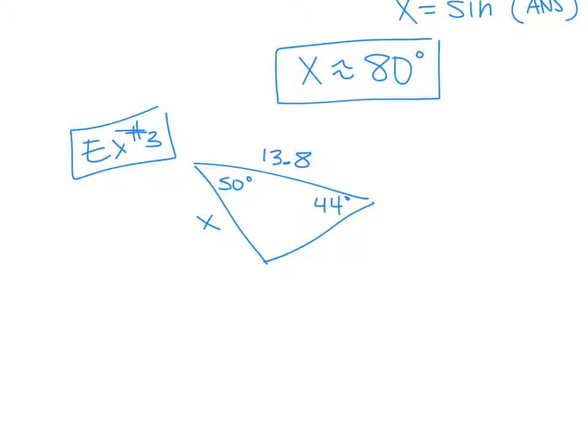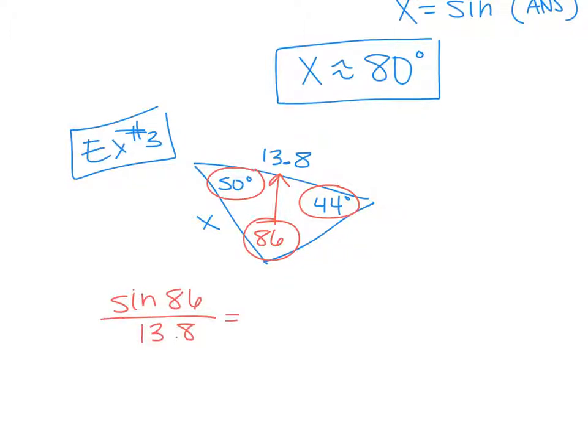Right. So if it doesn't look like law of sines is going to work, you have two of the three angles. So you're just going to go 180 minus 50 minus 44 is 86. Okay, so find the missing angle. And now you have enough information. So 86 and 13.8, so it would be sine 86 over 13.8 equals, and then which angle are you using?